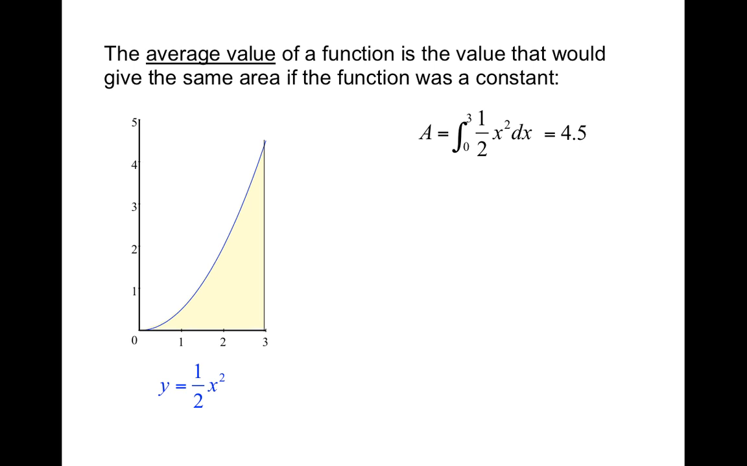What we want to do is take that and figure out what would be a horizontal line that would have the same area under the curve. So we found the total area already, and what we want to do then is take that area and just divide by the width that we were looking at. So in this case, we want to divide by 3, and we get 1.5.